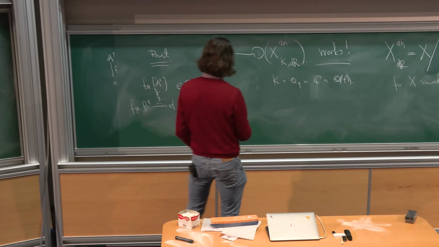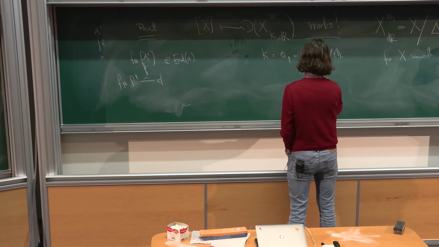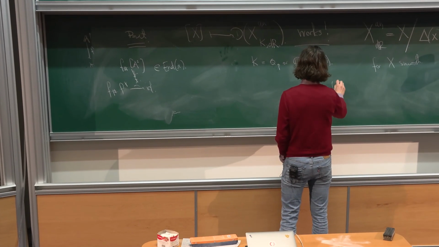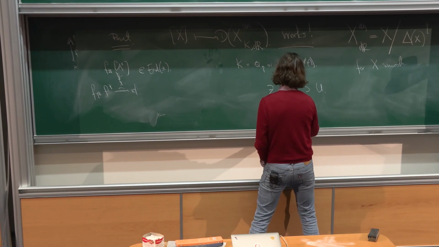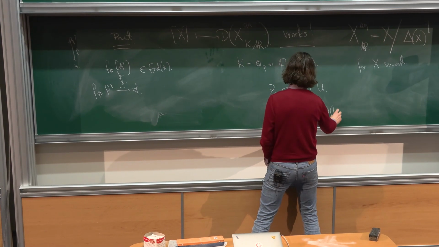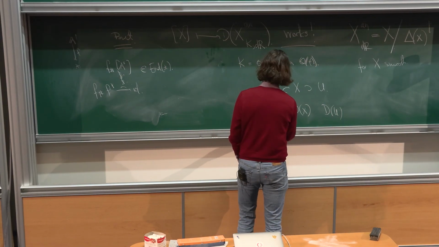Well, usually what you ask for with motives is that whenever you have some variety X and some open subset U and some closed subset Z, then the derived category of X has some kind of semi-orthogonal decomposition into the derived category of U and the derived category of Z.